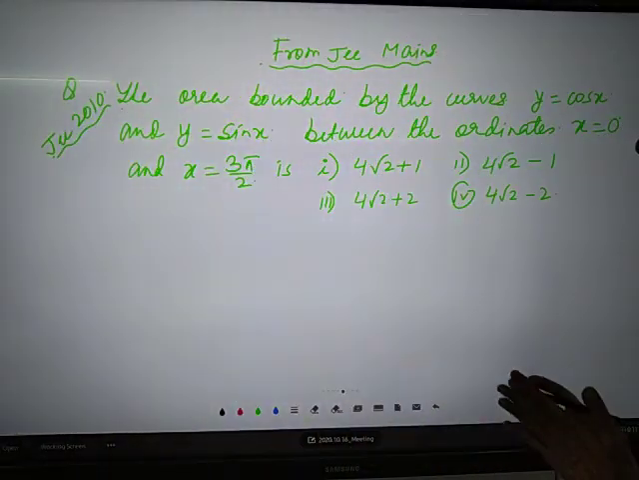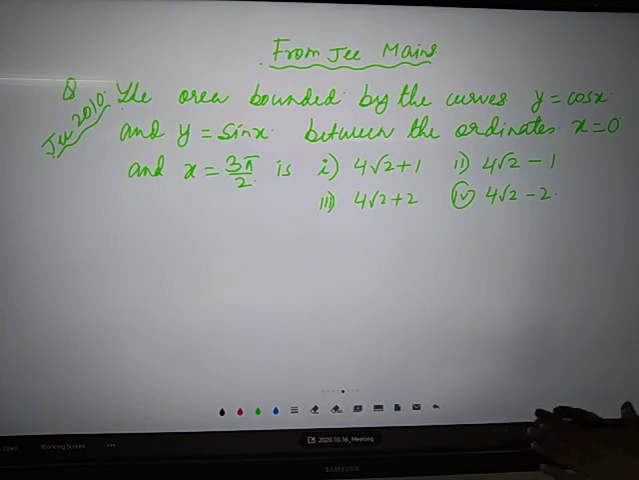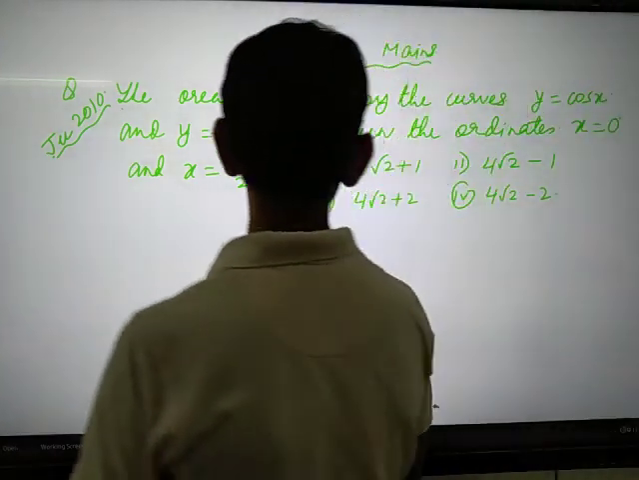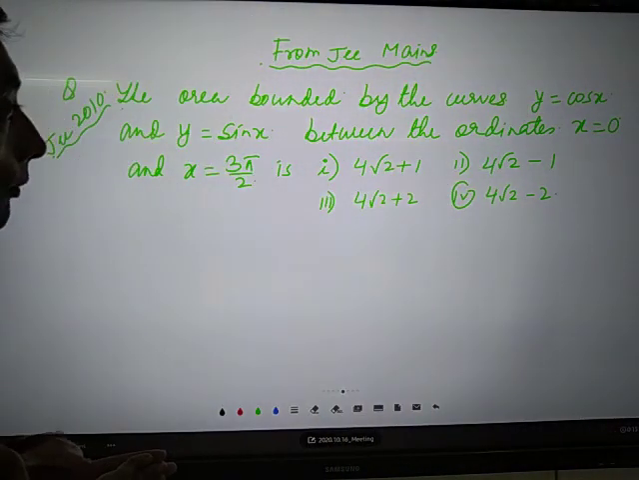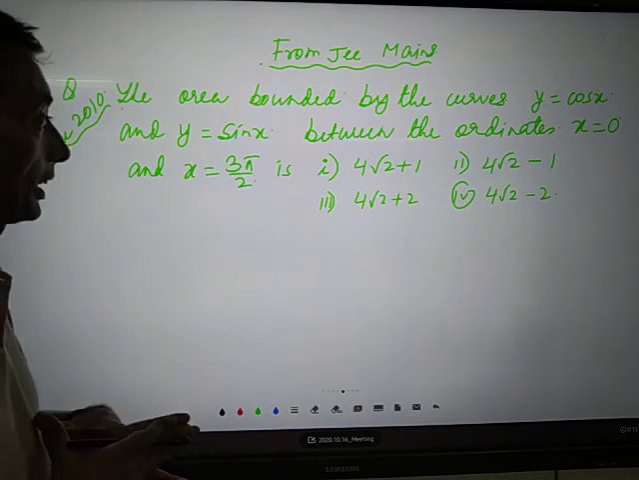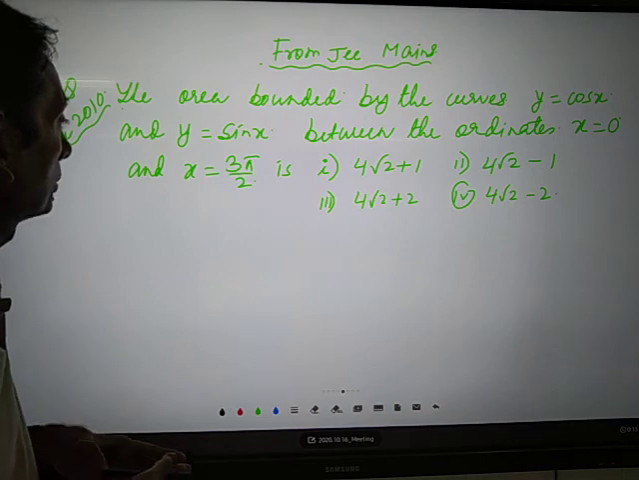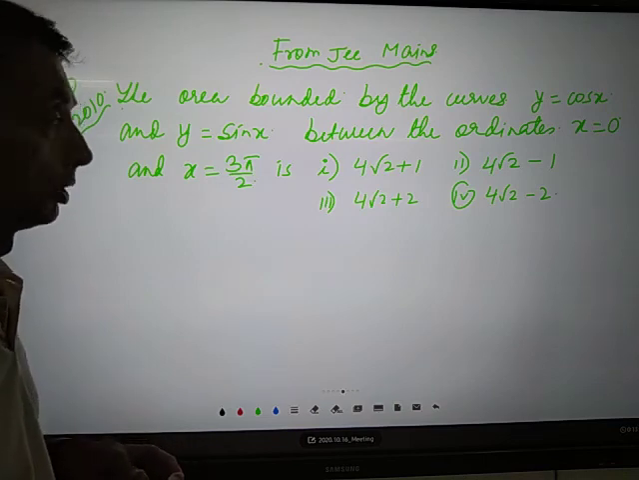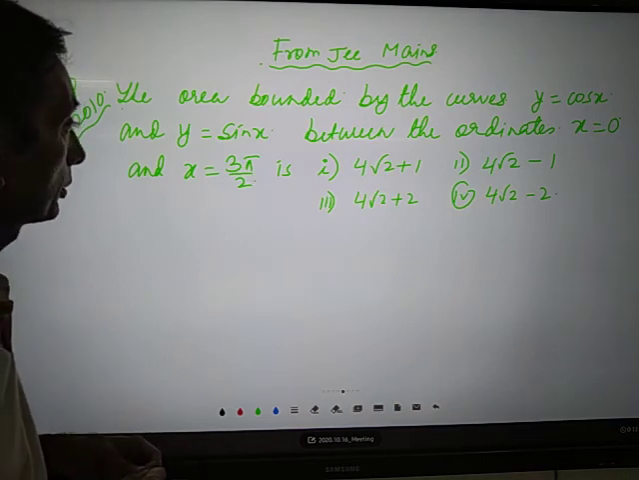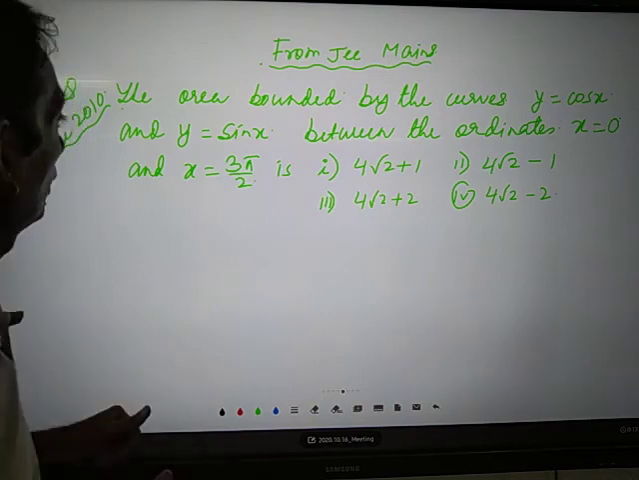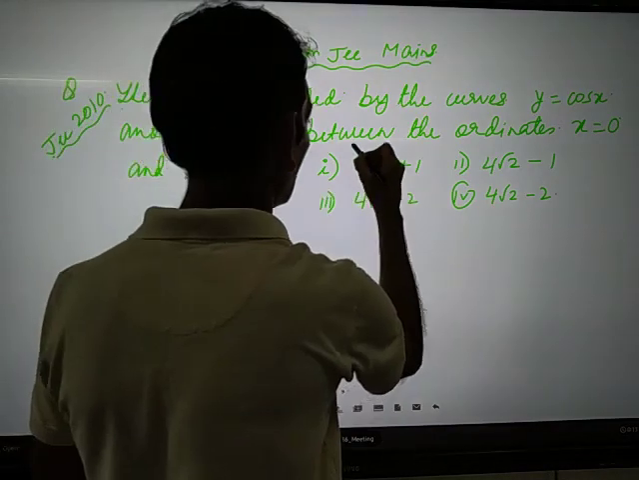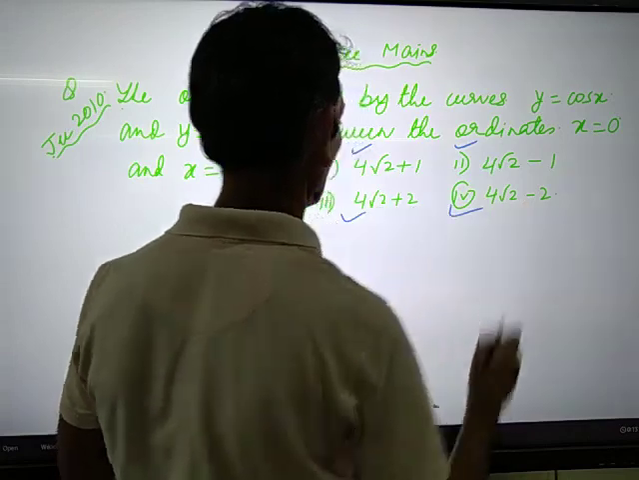Okay, from the JEE Main: the area bounded by the curves y equals cos x and y equals sin x between the ordinates x equals 0 and x equals 3 pi by 2. Right, and the options are 1, 2, 3, 4.